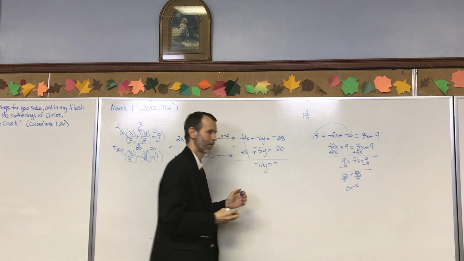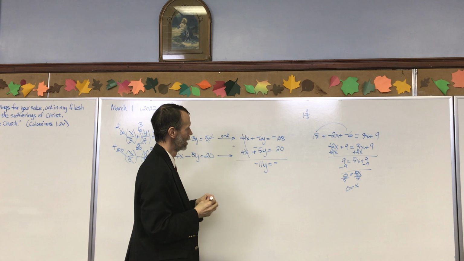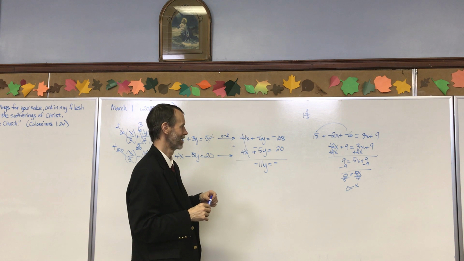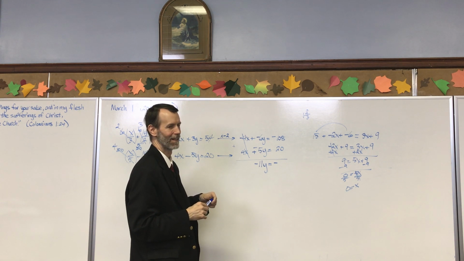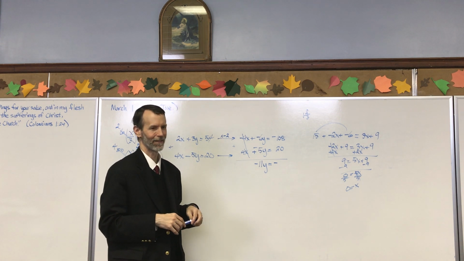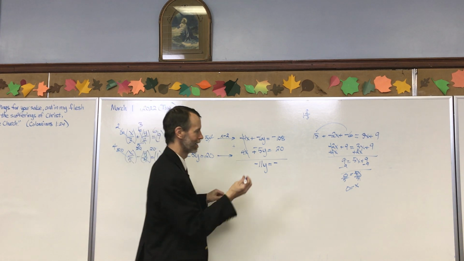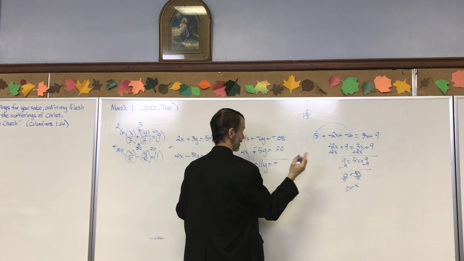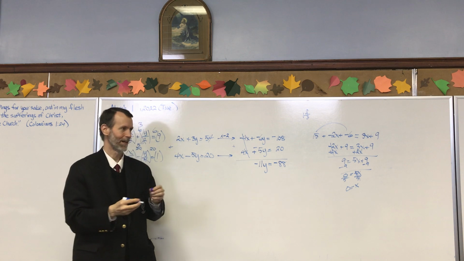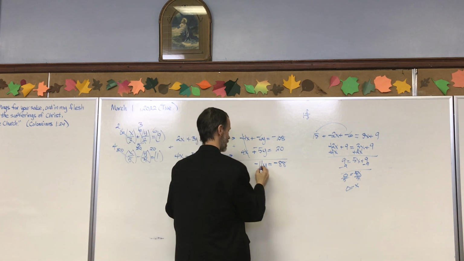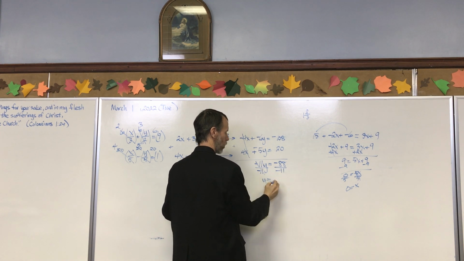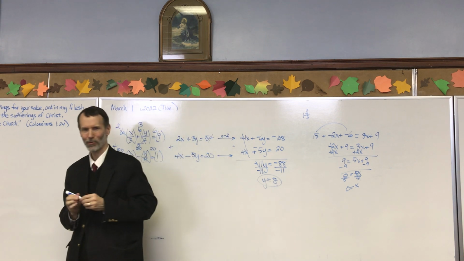-11y equals what? Negative something. -108 plus 20. And they fight each other. It's basically 108 minus 20 and then make it negative. 88, good. One more step while you're at it. Divide by -11. What do you get? Y equals 8. Somebody tell me what else we have to do, or are we done?